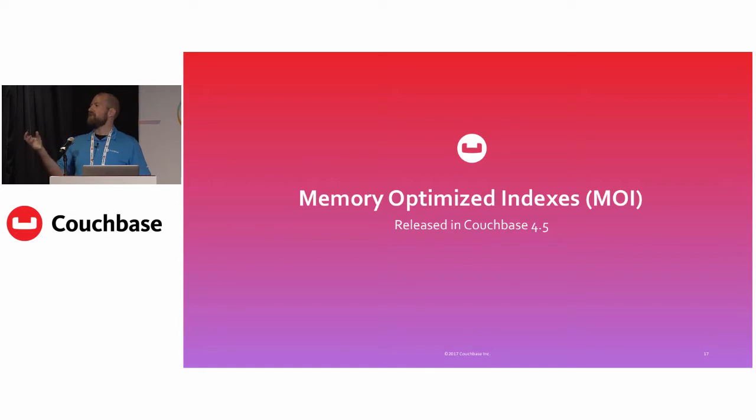Ephemeral buckets and memcached buckets are not the same. Ephemeral buckets are Couchbase buckets that support replication and all the other Couchbase bucket features, with the only exception that there is no persistence to disk. That's the only major difference between those two bucket types.